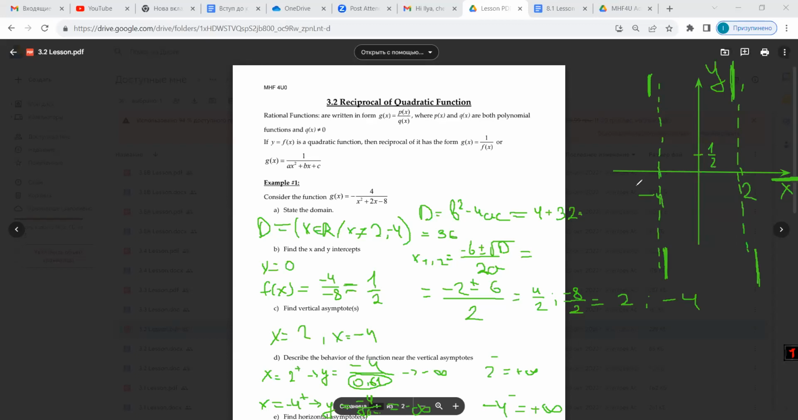And when we go to negative infinity, realistically, you can see that we also have a positive number and a negative number. So we're going to approach 0 from this side.